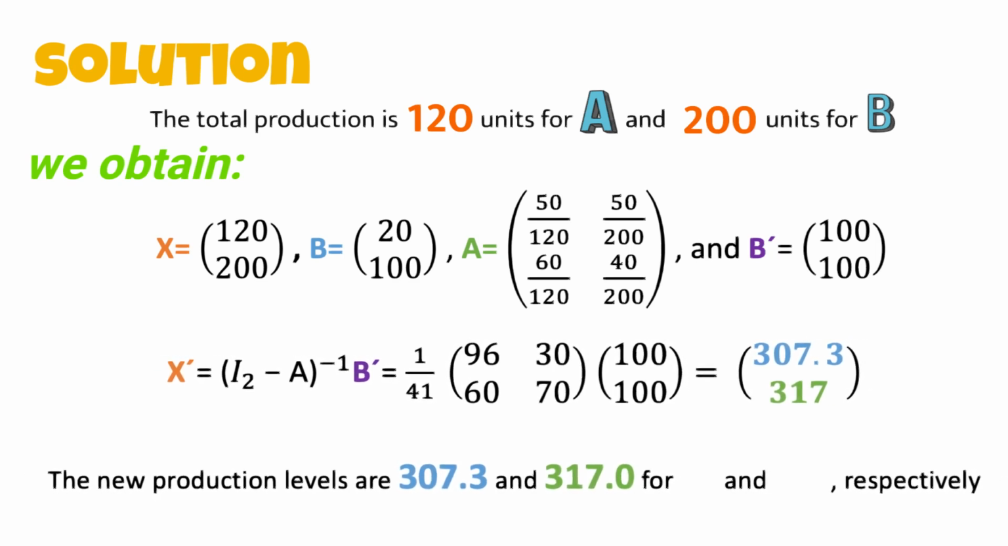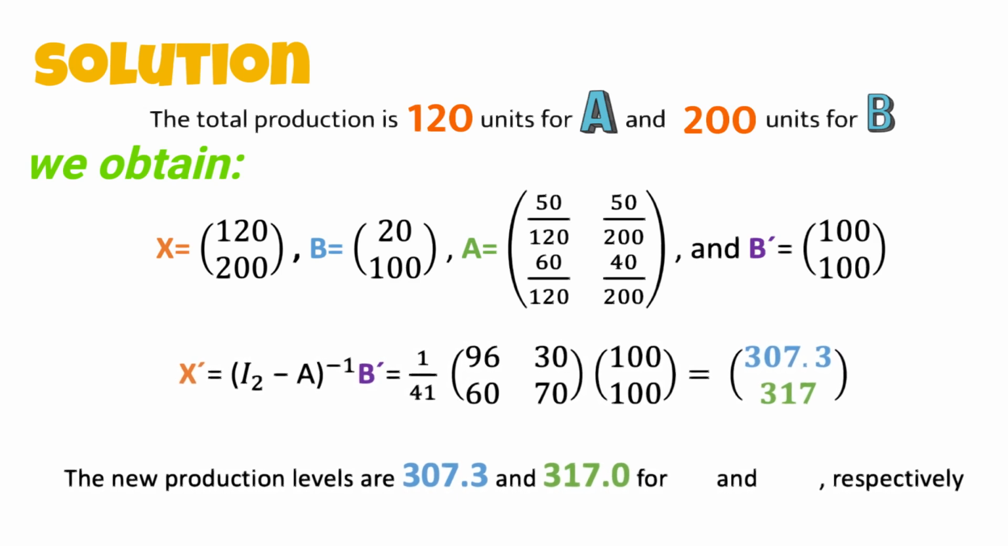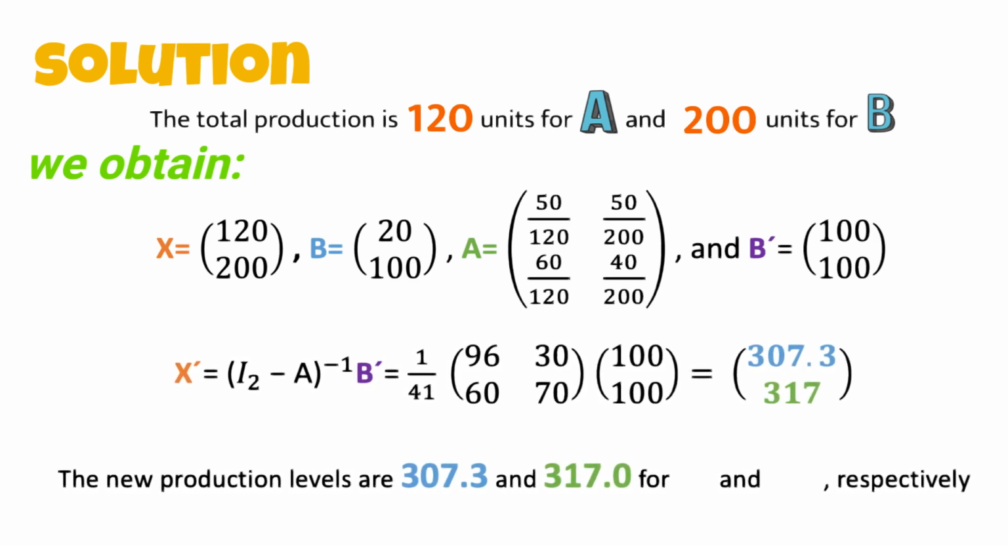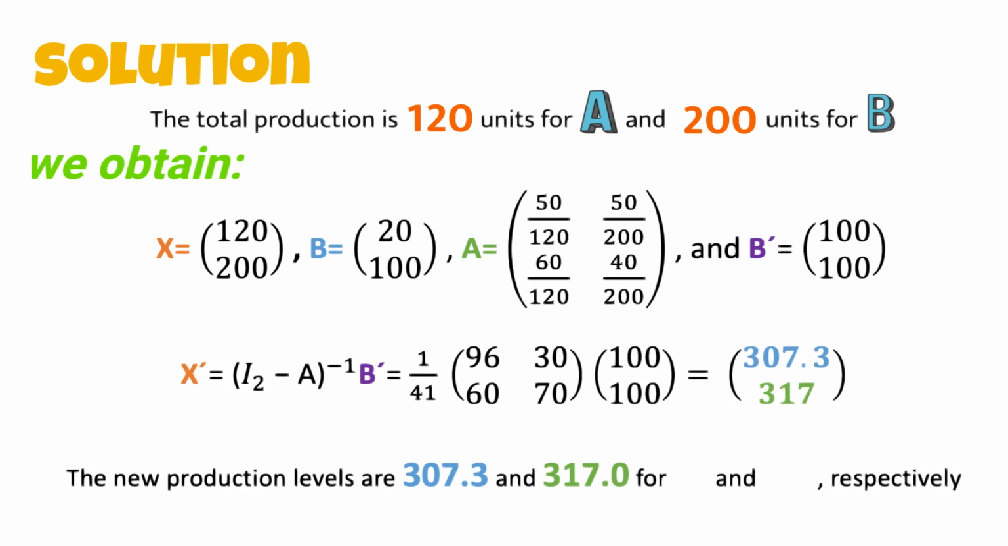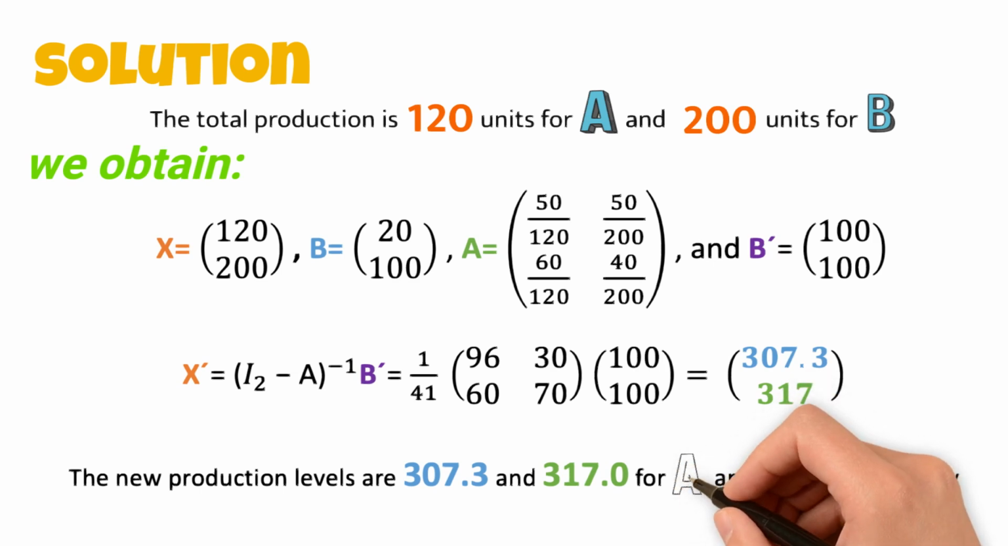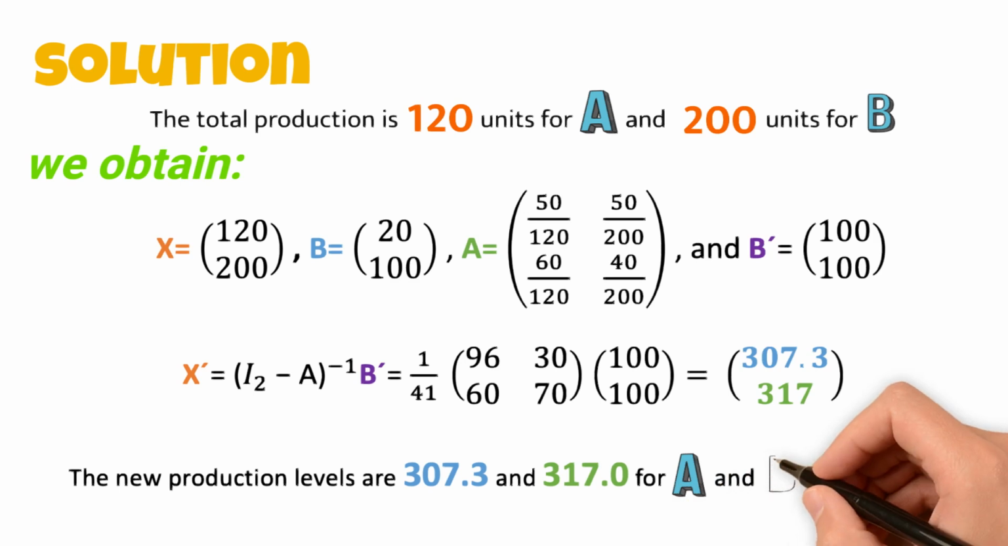Now we are going to use the formula for the open model. At the end, applying the formula, we obtain that the new production levels are 307.3 and 317 for A and B respectively.